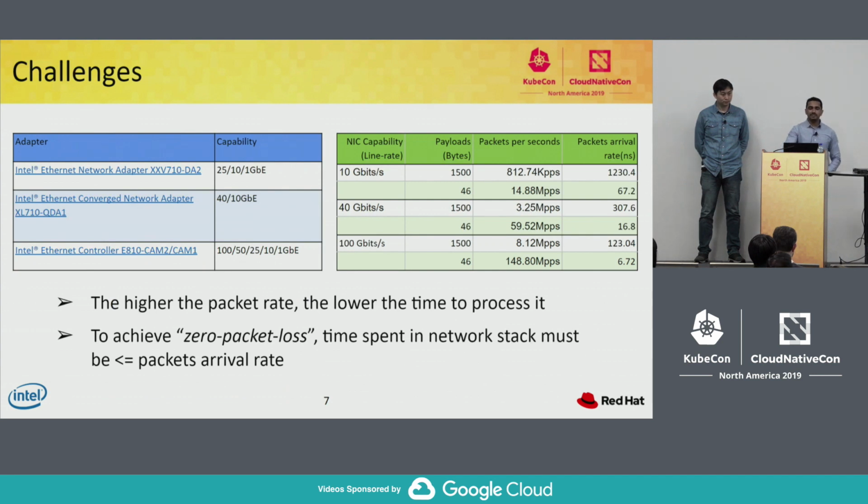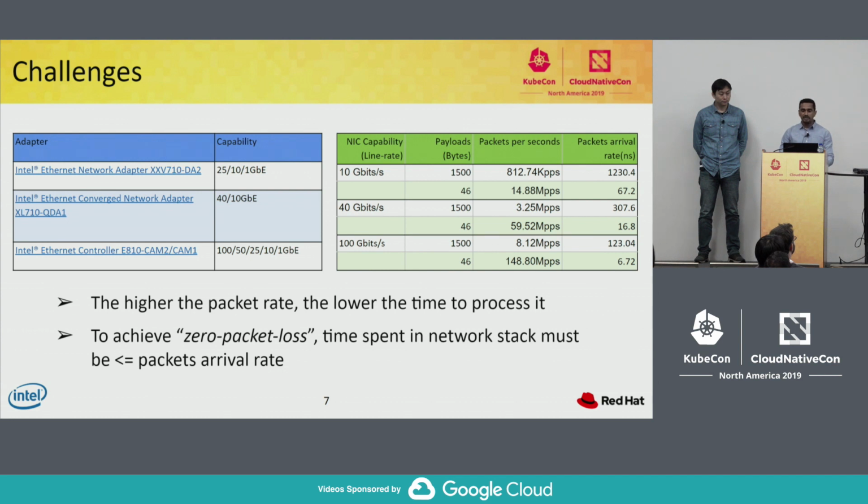These two tables show the challenges that we see. The table on the left-hand side in blue shows the NIC capabilities, and on the right-hand side in green, it shows how much of a time constraint is put on the software stack to process this kind of throughput. As you can see, the smaller the packet size is, the less time we get to process each packet.